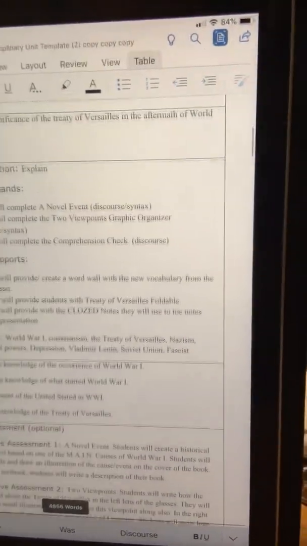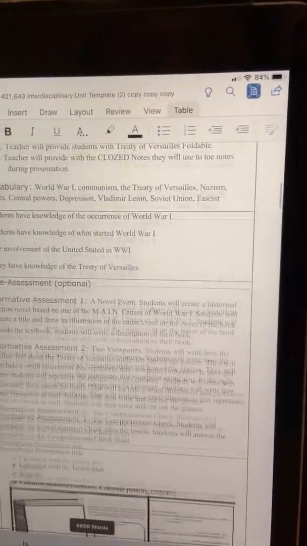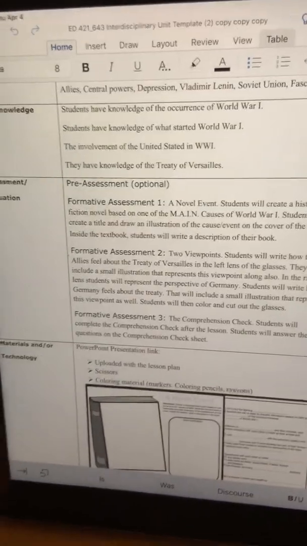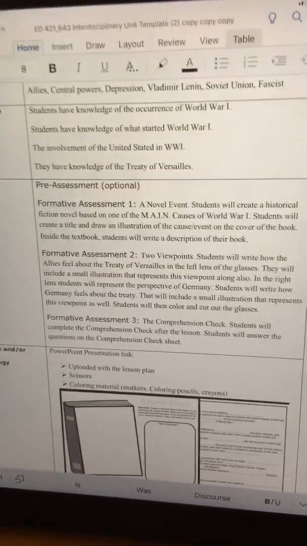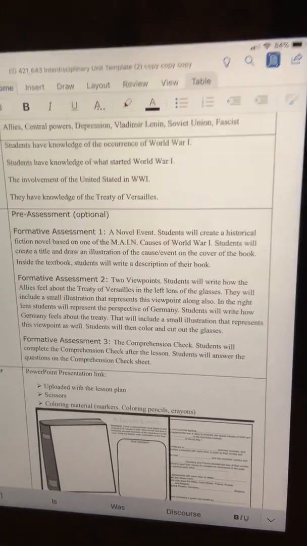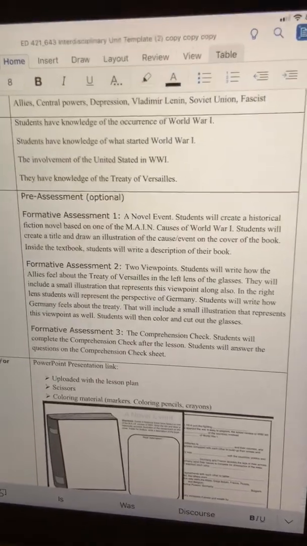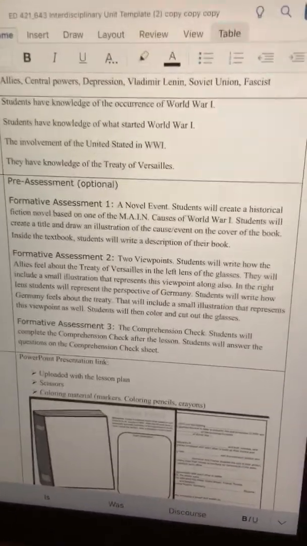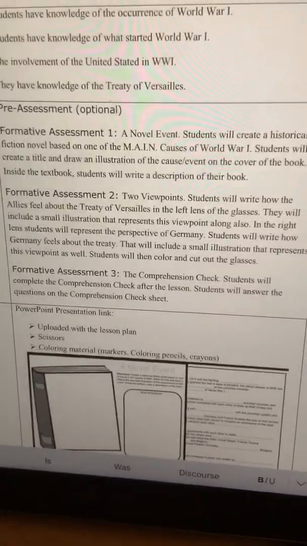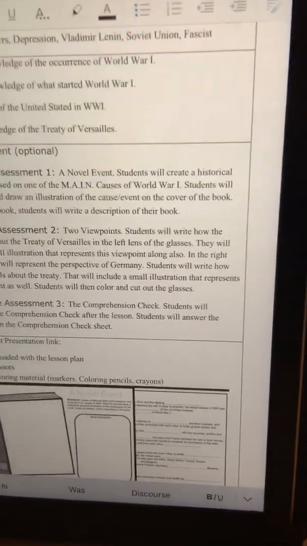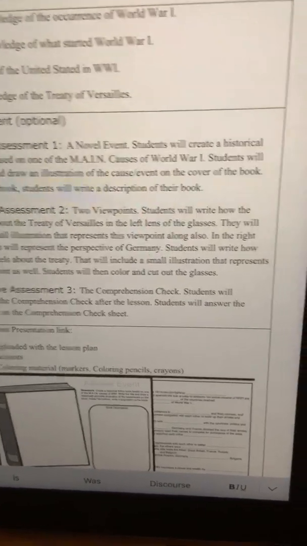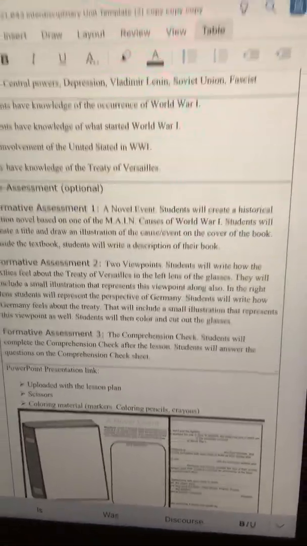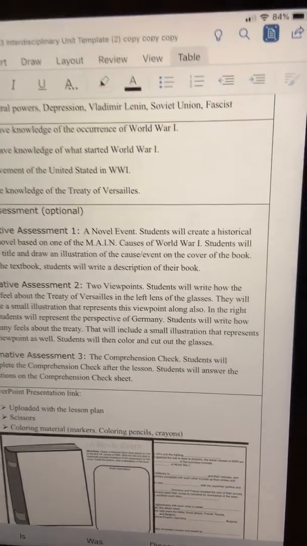So there are 3 language demands that I have, and the first one is a novel event. In the novel event, after the teacher has reviewed information that students should have learned, or if not, just presents students with the information so they can build upon it, such as what caused World War I and what happened during World War I before they get to the aftermath, students will create a historical fictional novel based on one of the main causes of World War I.